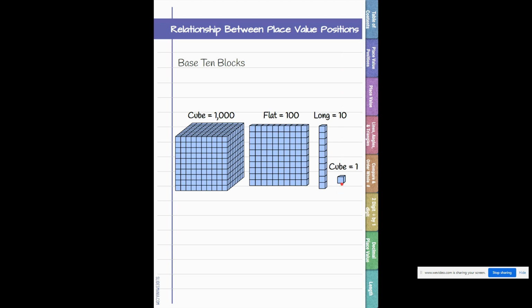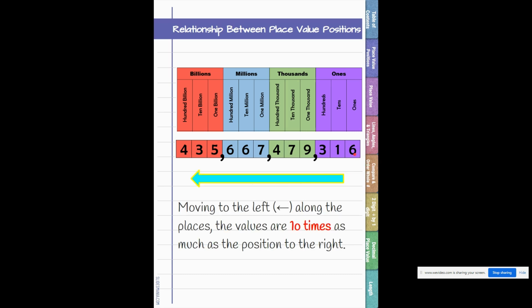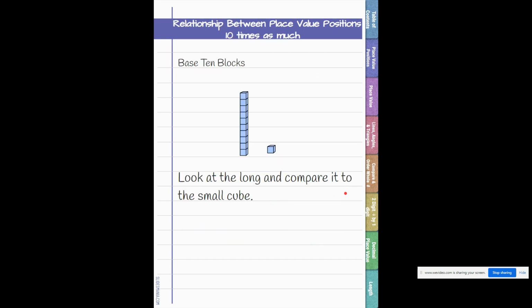Please note that one cube will represent 1 unit, a long will represent 10 units, a flat will represent 100 units, and a cube represents 1,000 units. When we're talking about the relationships, I want you to note that as we move along the left of a place value chart, we see the values are 10 times as much as the positions to the right. So let's take a closer look at what that means.